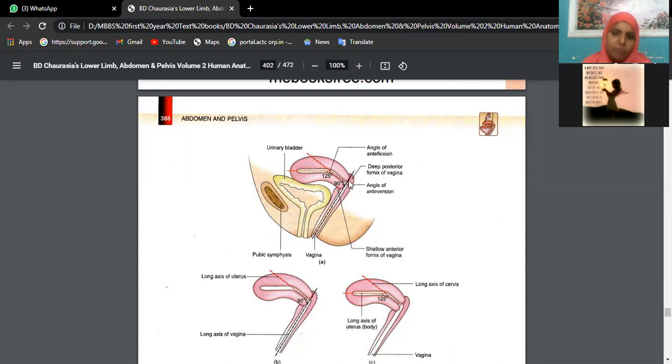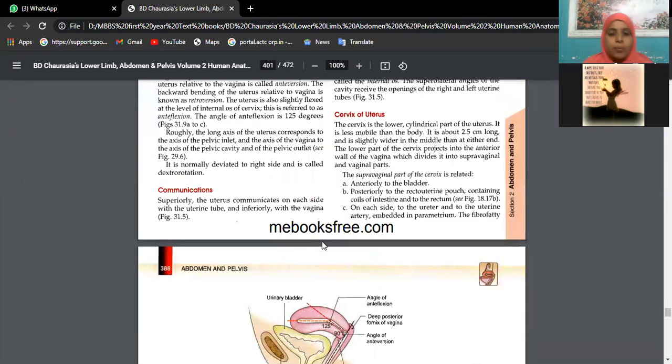Of course, the cervix will dilate during childbirth so as to allow the head of the baby to come out through the vaginal outlet. It dilates up to almost 8 to 10 centimeters. So that much dilatation power this cervix has.